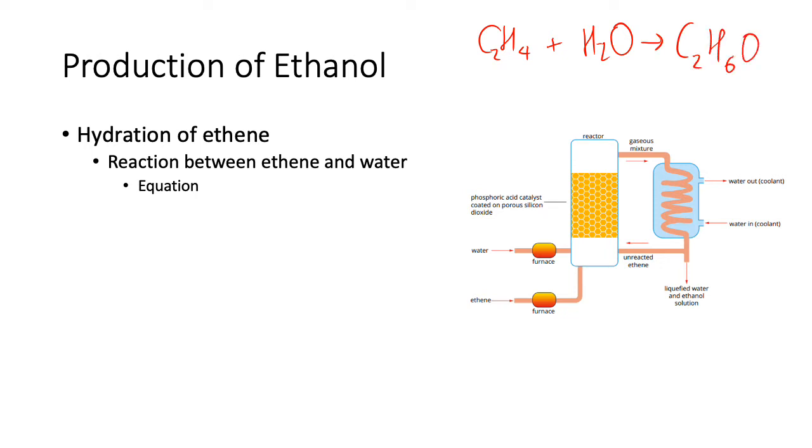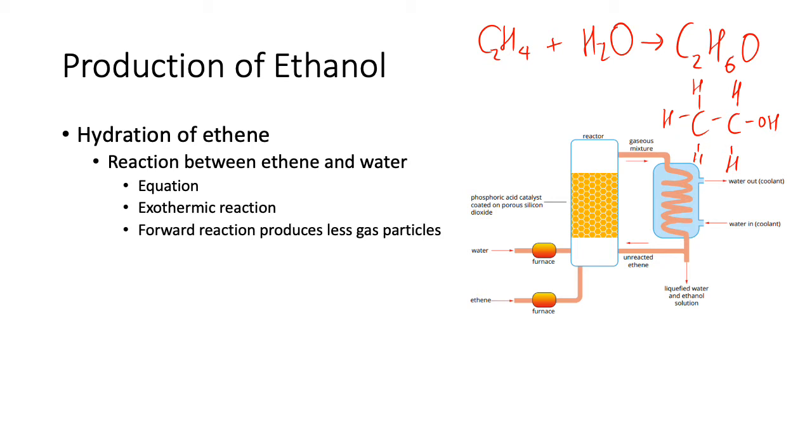C2H6O. Okay, and effectively it's just that double bond gets broken, and then you end up with an H on one end and then the OH on the other end. And that's fairly straightforward. Alright, it is an exothermic reaction, and the forward reaction produces fewer gas particles. So those are things to remember when we deal with rate and yield.